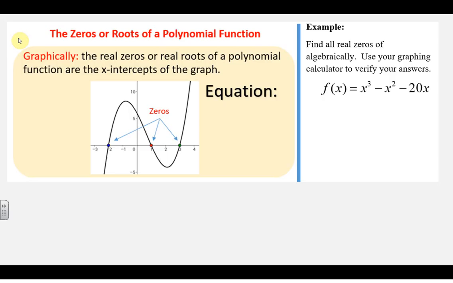All right, zeros, people. We've been dealing with them since algebra, but now we're going to take it up a notch. Zeros are where they cross the x-axis. See right there, the blue, the red, and the green. Look at those pretty zeros.